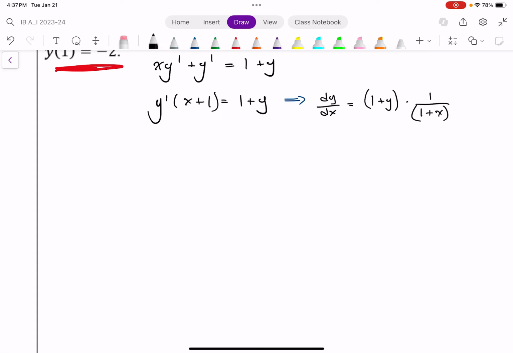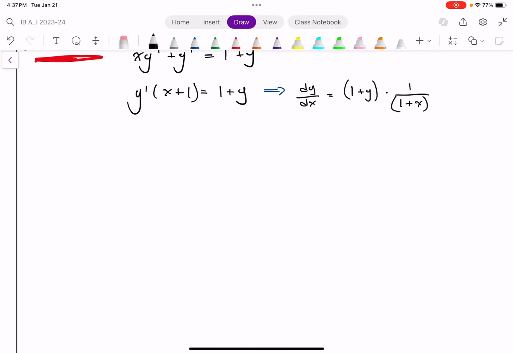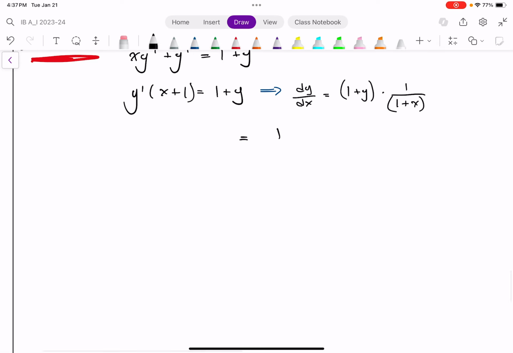All right. That said, that's now been separated. So now I want to get ready to integrate it, which means I actually want that 1 plus y. I want to divide both sides by that, and multiply both sides by dx. So that leads me to 1 over 1 plus y times dy on one side, and 1 over 1 plus x times dx on the other.